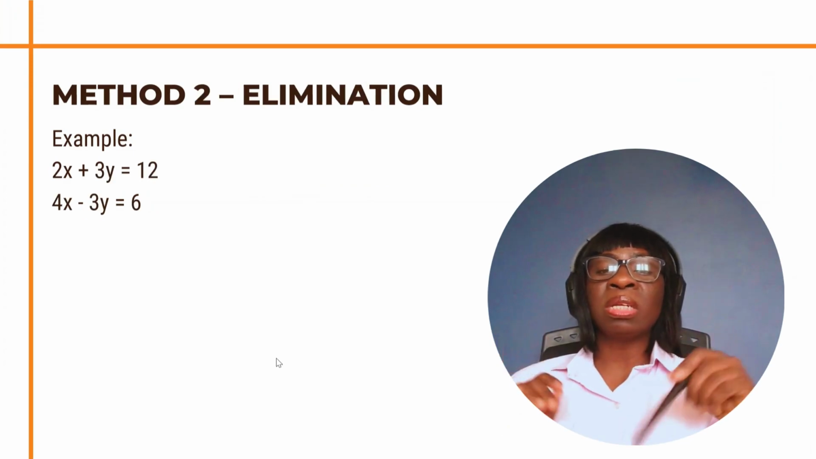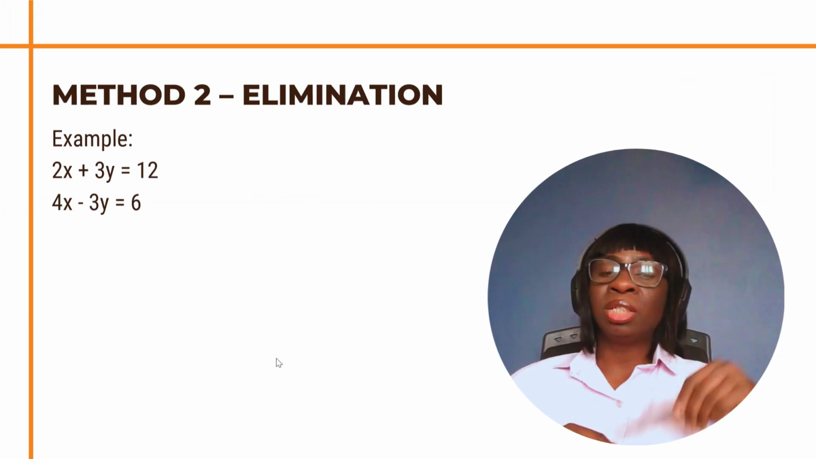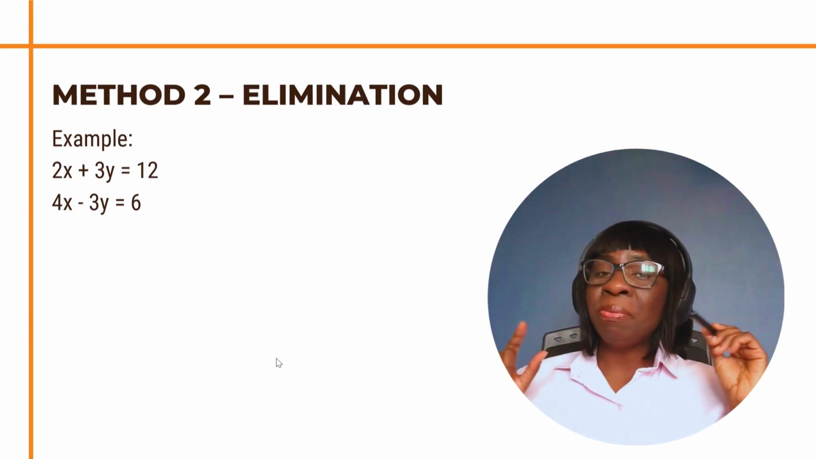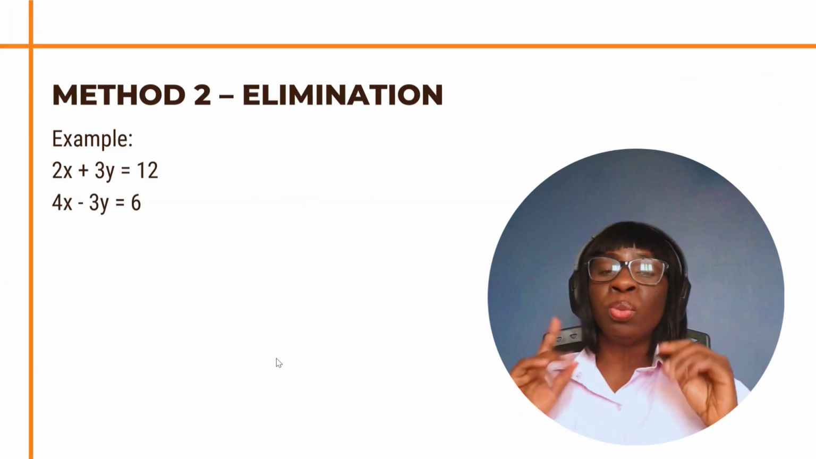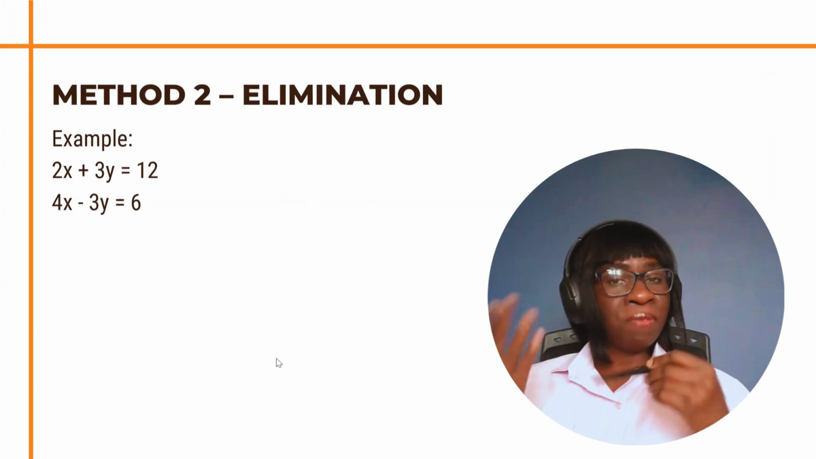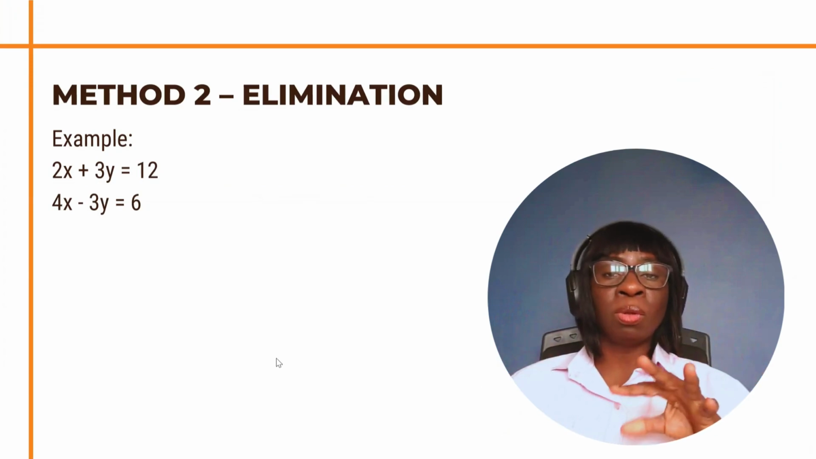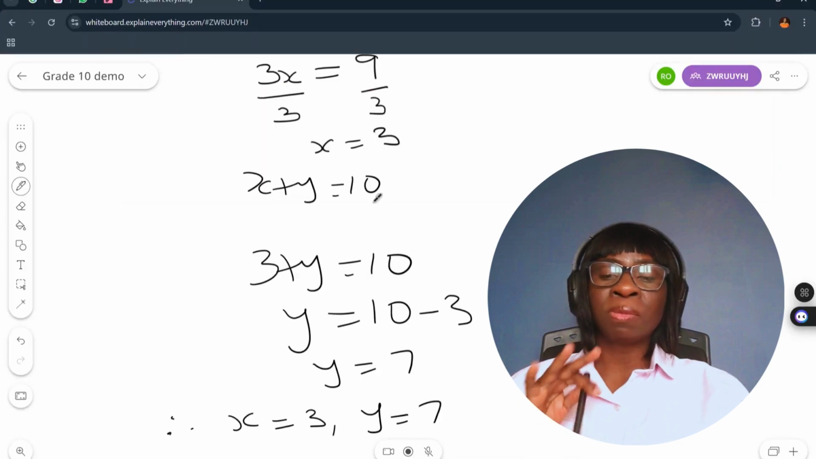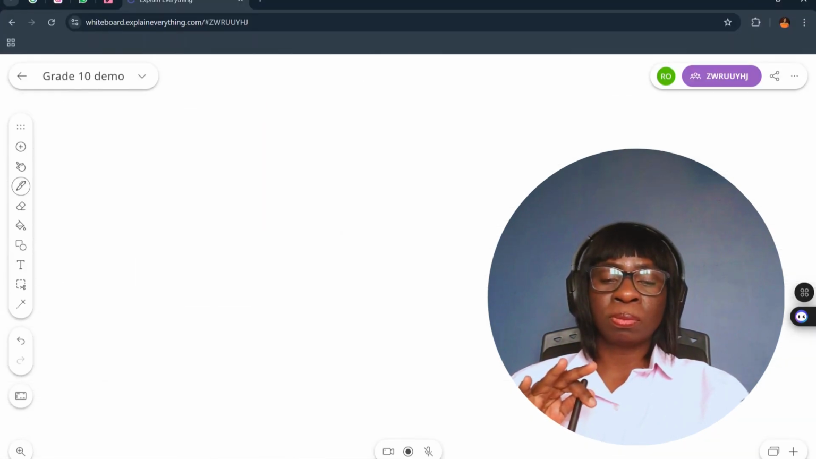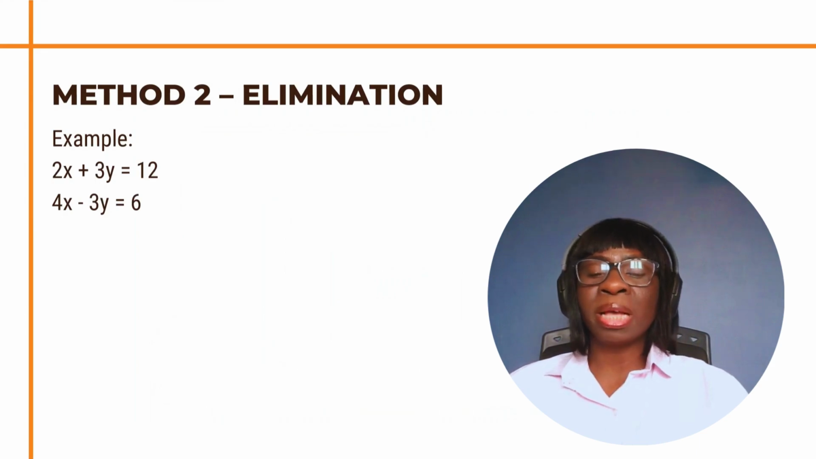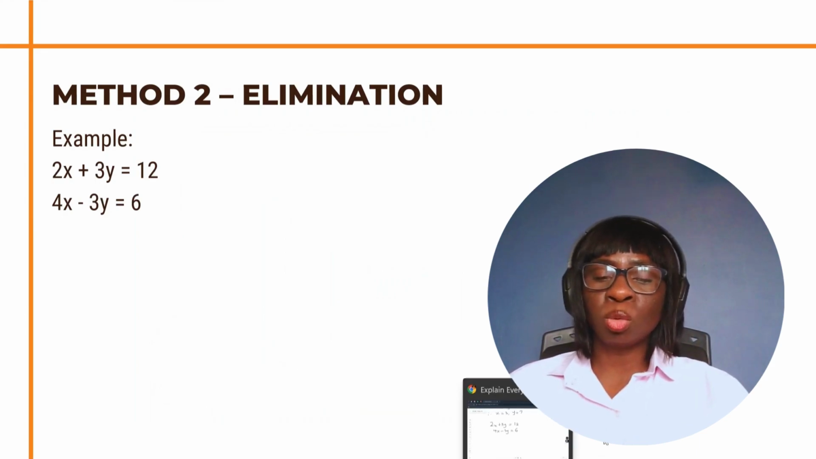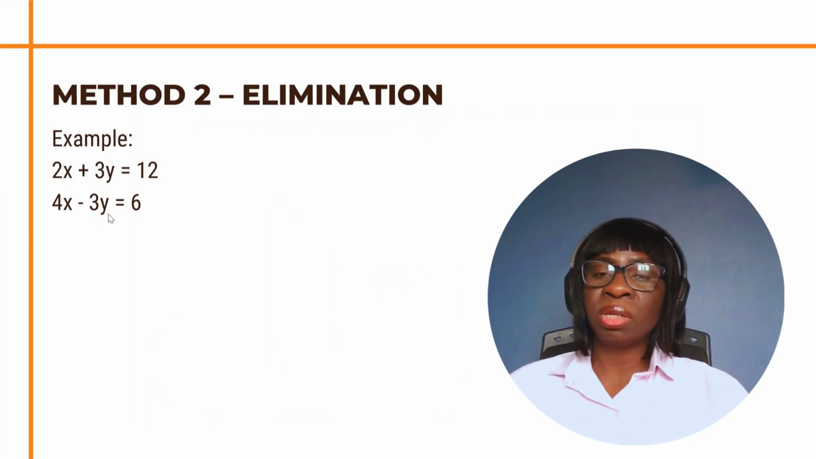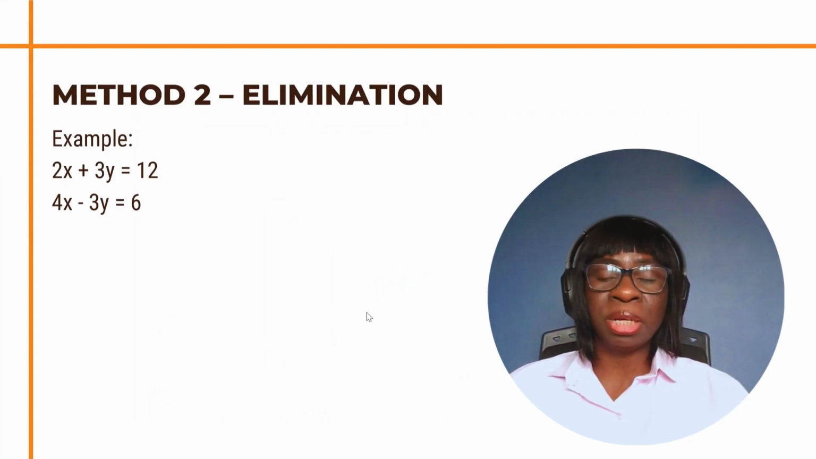Now, the second method is the elimination method. Just like the word says, elimination, we will eliminate one of the variables to get the other one. Then we later substitute the value into the equation. Now we are to solve 2x plus 3y equals 12 and 4x minus 3y equals 6 using the elimination method.